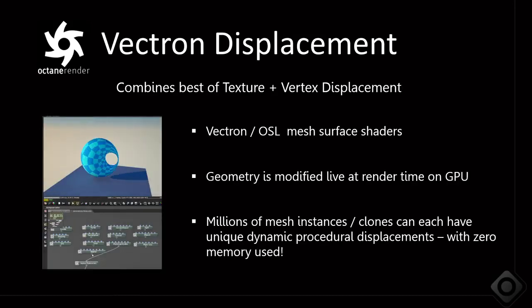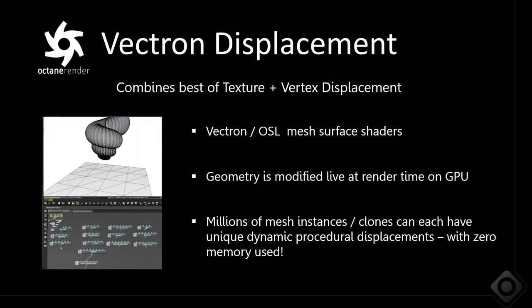That is Vectron displacement. We currently have really interesting texture displacement, which doesn't require you to use vertices or displace or tessellate anything. We have vertex displacement, which doesn't have the same limits. You can actually use shaders, but it has to create unique geometry when it does that. So Vectron displacement, which you saw on the left there, let me restart the animation here. Basically, Vectron displacement takes the best of both.